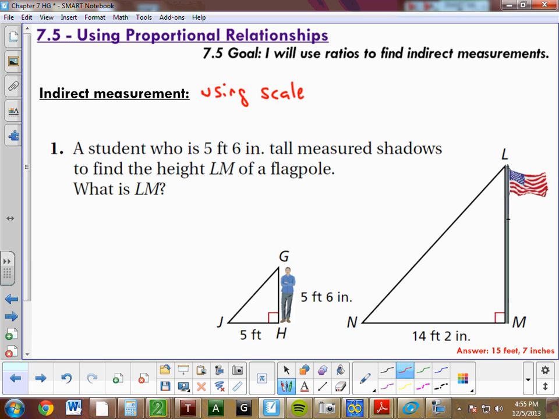So again, indirect measurement is using scale figures, similar figures, proportions, to measure something.